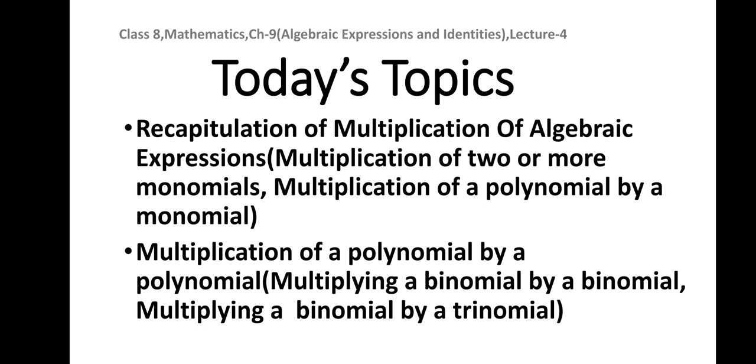Dear children, I hope it is very much clear to you what you mean by a monomial, binomial, trinomial and multinomial. Let us see. What do you mean by a monomial? An algebraic expression having only one term is called a monomial. What do you mean by a binomial? An algebraic expression having two terms is called a binomial. And what do you mean by a trinomial? An algebraic expression having three terms is called a trinomial.